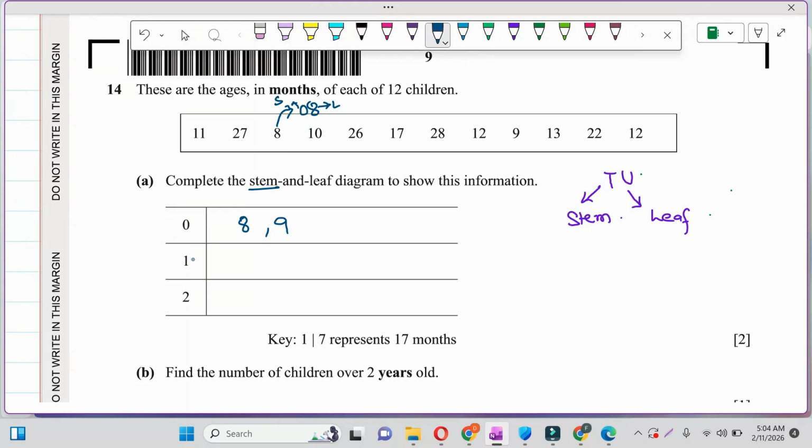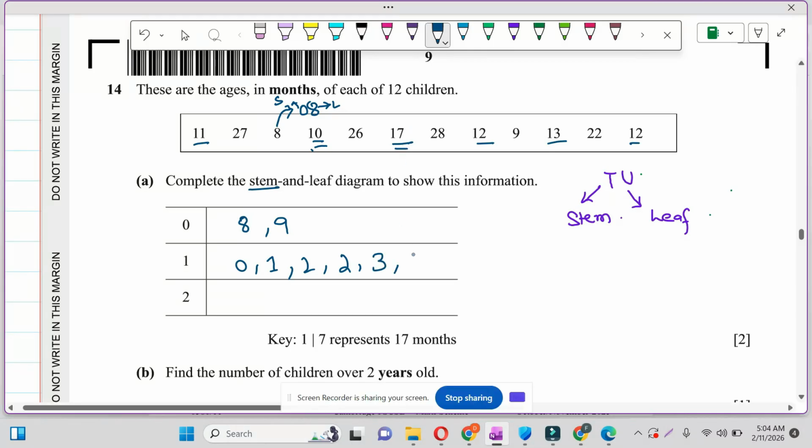Now, stem 1 means we have the two digit numbers whose 10s digit is 1, from 10 to 19. So the leaf of 10 is 0. Leaf of 11 is 1. Leaf of 12 is 2. Leaf of 12 is 2 again. Leaf of 13 is 3. And leaf of 17 is 7.